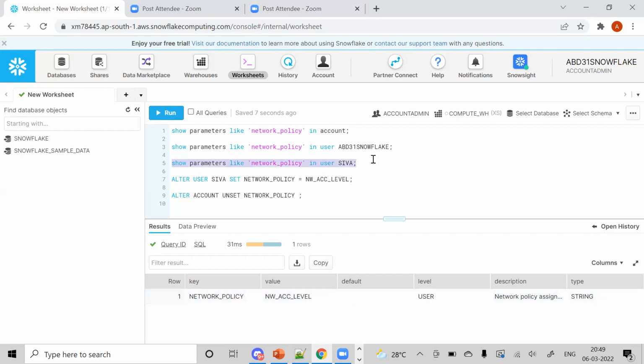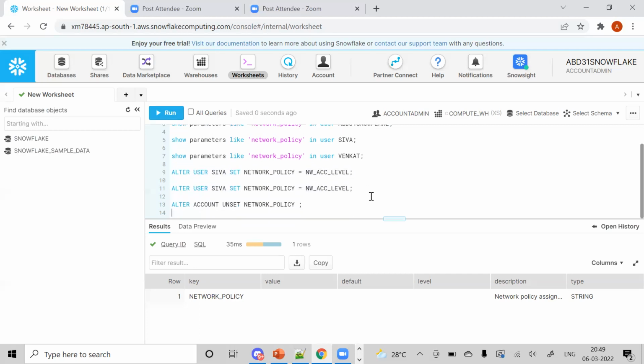But if I do it for, say, Venkat, there is no network policy associated to it. Even though I have created it at account level, I have unset it. And for my user also, there is nothing. So only Shiva will be blocked from logging in. Venkat will not be blocked. So can you both try to log in once? Shiva should not be able to log in, but Venkat should be allowed to log in.